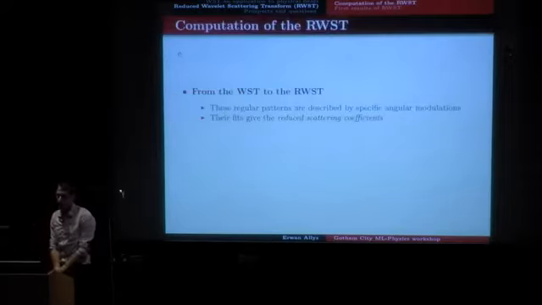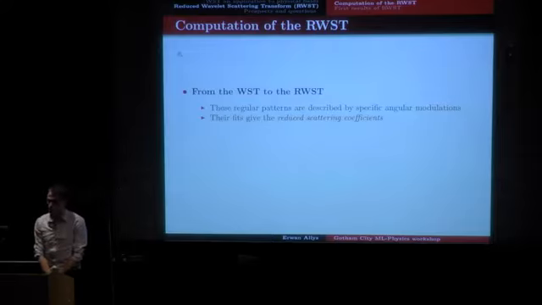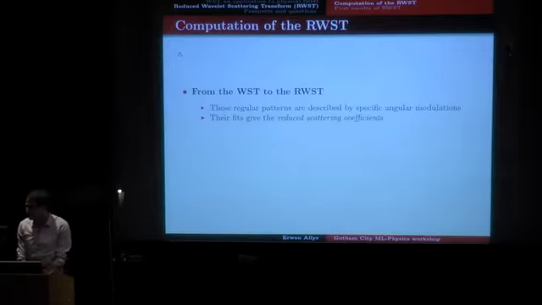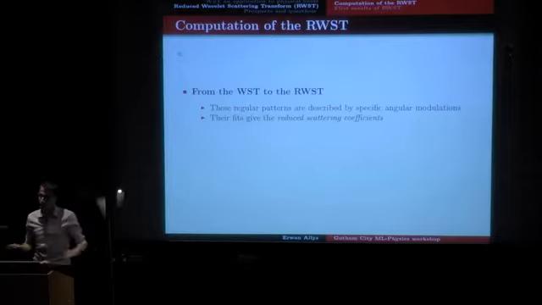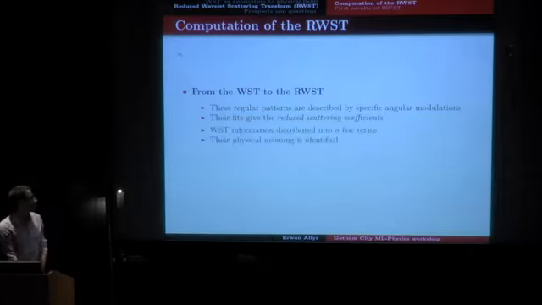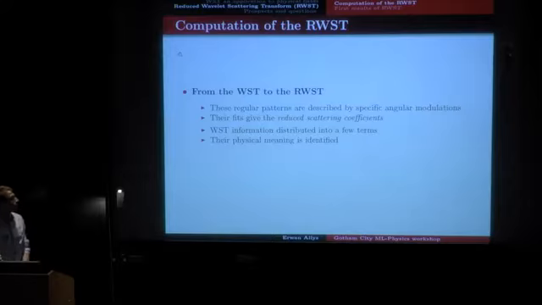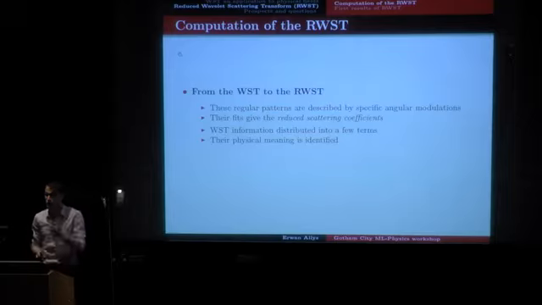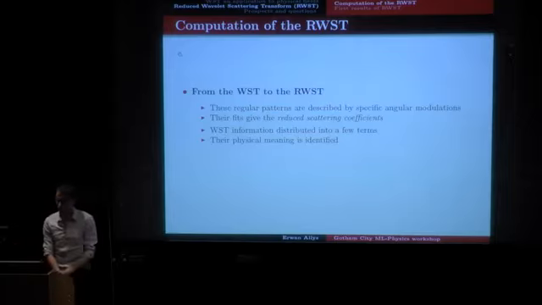So these regular patterns, we will describe them by specific angular modulations. These specific angular modulations will be encoded in the reduced scattering coefficients, and the huge step that is done doing that is the separation of these different angular modulations, which are understandable and which allow us to identify specific physical features. So the WST information will be distributed into only a few terms whose physical meaning is identified. We were talking about level of anisotropy, direction of anisotropy, and so on.